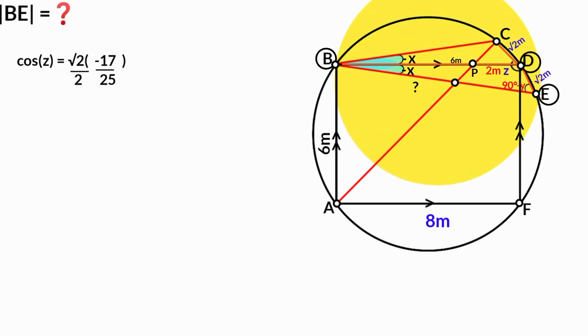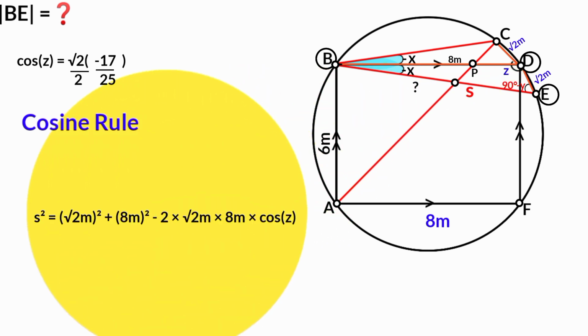Now from this triangle, we can use the cosine rule to find the length of this side, let's say s. By the cosine rule, the square of this s must be equal to the square of this root 2 meters plus the square of this 8 meters minus 2 times this root 2 meters times this 8 meters times the cosine of this angle. So s squared equals (root 2 meters) all squared plus (8 meters) all squared minus 2 times root 2 meters times 8 meters times cos z.